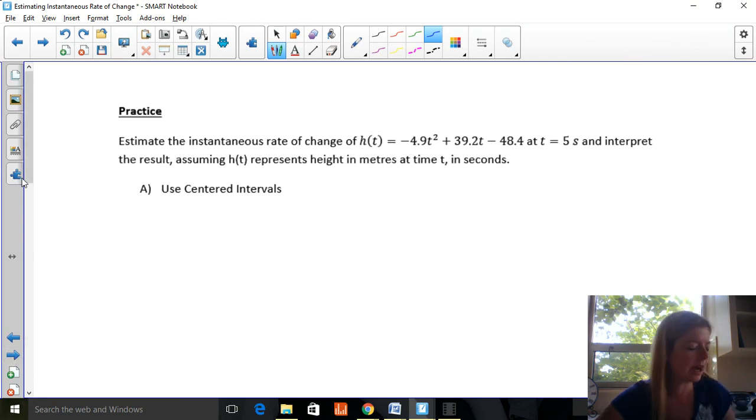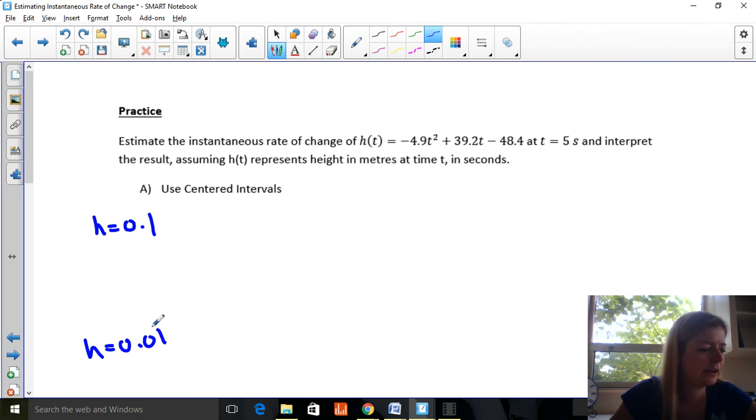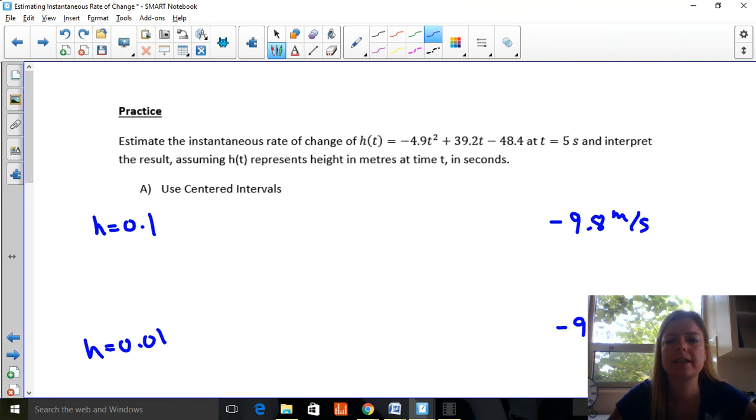Okay, so now I have some practice questions here for you to try. Actually, it's just one practice question, and I want you to use the centered interval method and then the difference quotient method. Just so we're all consistent, I'm going to have you use h equals 0.1 and then h equals 0.01. Your answer should be minus 9.8 for both of them in the centered interval, and that should be interpreted as meters per second. So I'd like you to try that, please. I'll be checking for it tomorrow.